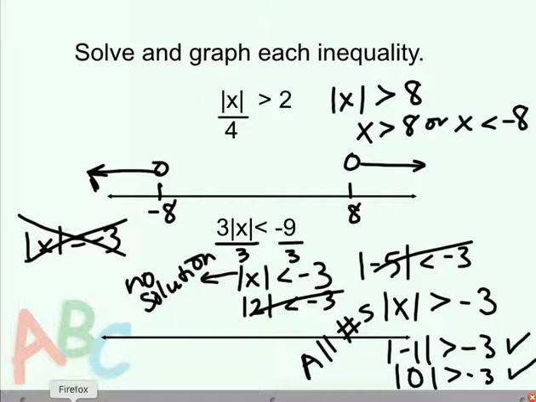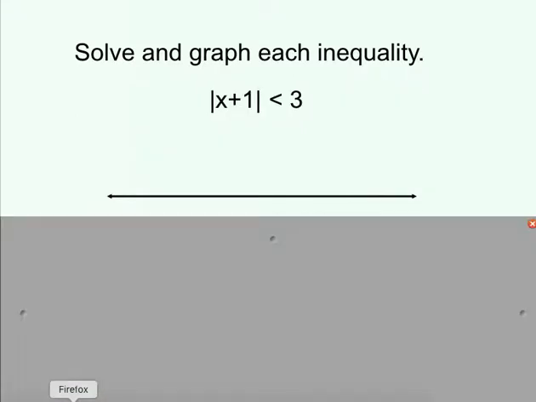So be careful. If it's a less than symbol with a negative number, we have no solutions that will work. If we have the absolute value and a greater than sign with that negative, then all numbers will work because everything will give us a positive number that will be greater than that negative. Okay, so be careful. Now, last little bit of this.